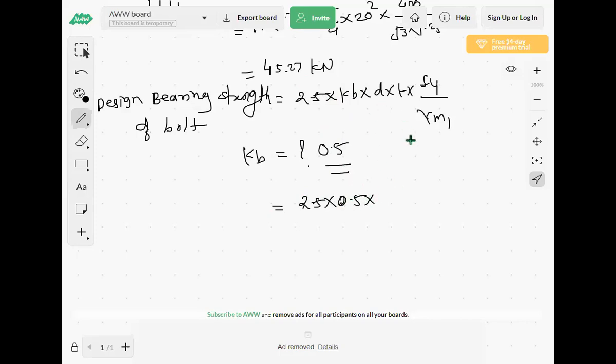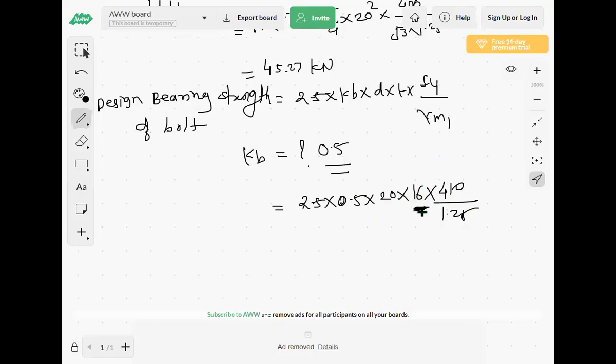Again, d into t. d is the diameter of bolt, t is thickness. So now here we have to use the thickness of gusset plate, because we are designing the gusset plate. So use 16 thickness into fu, which is 410, divided by gamma m1, 1.25. Are you getting which thickness we have taken? So we have to check whether this gusset plate is safe for bearing.